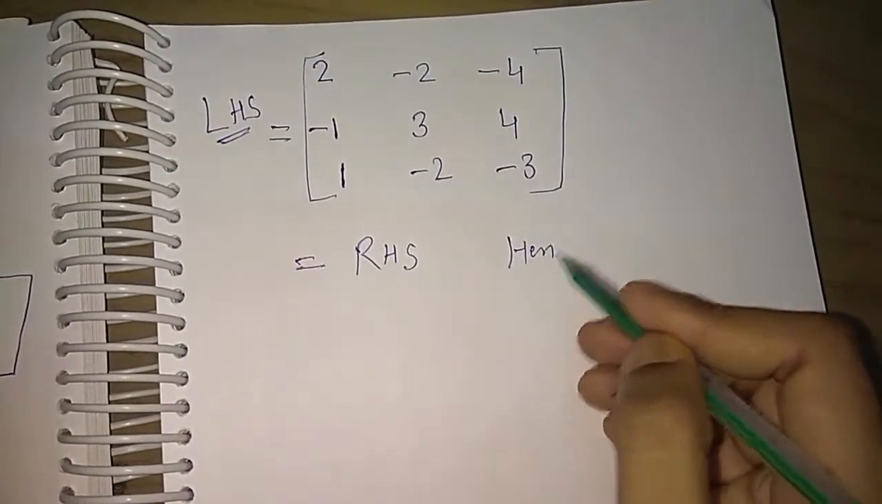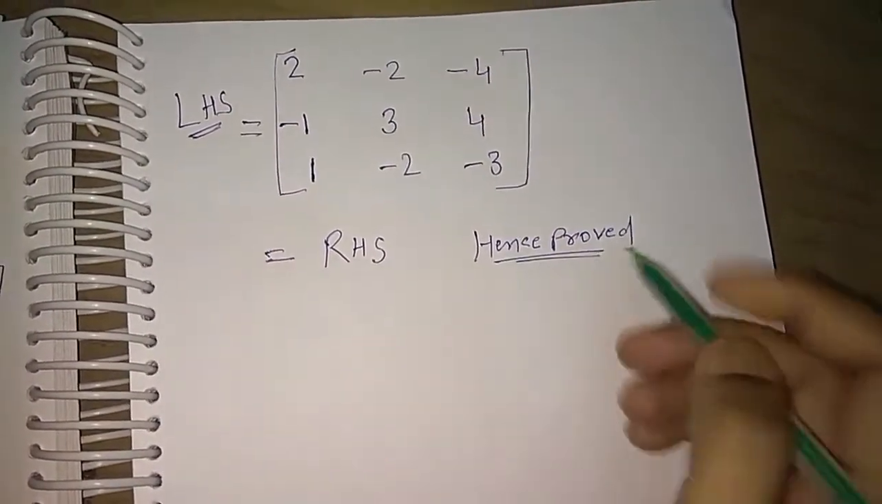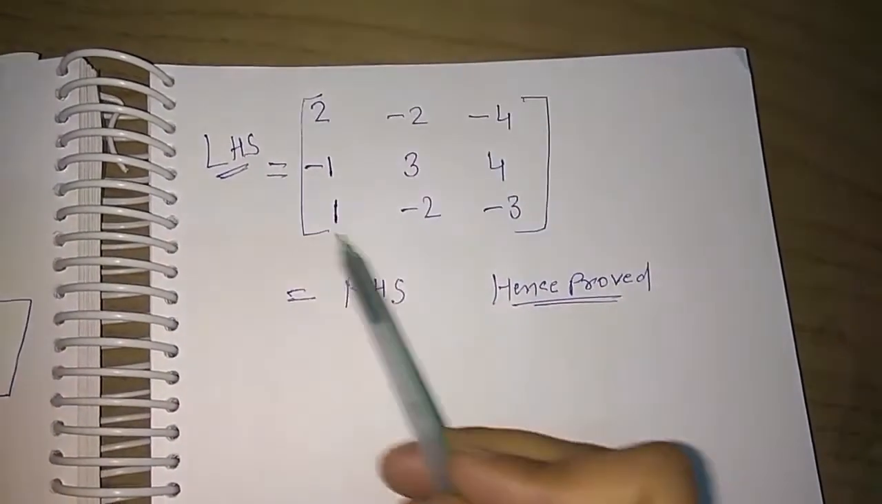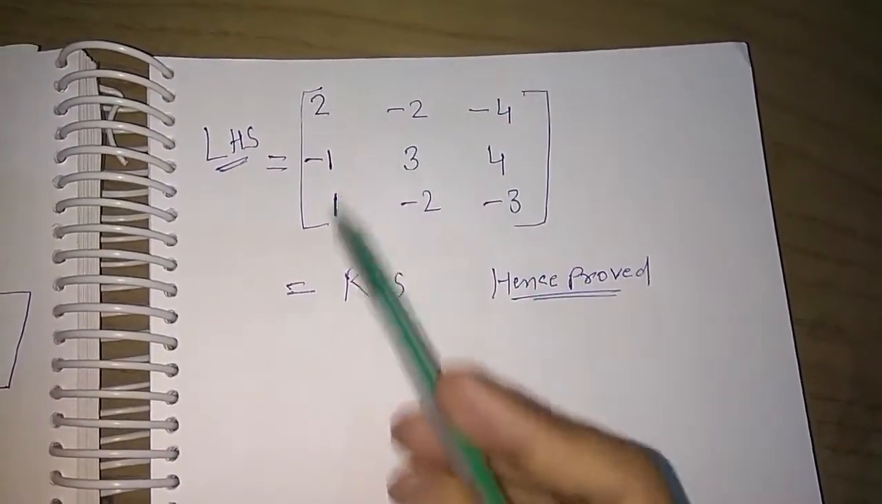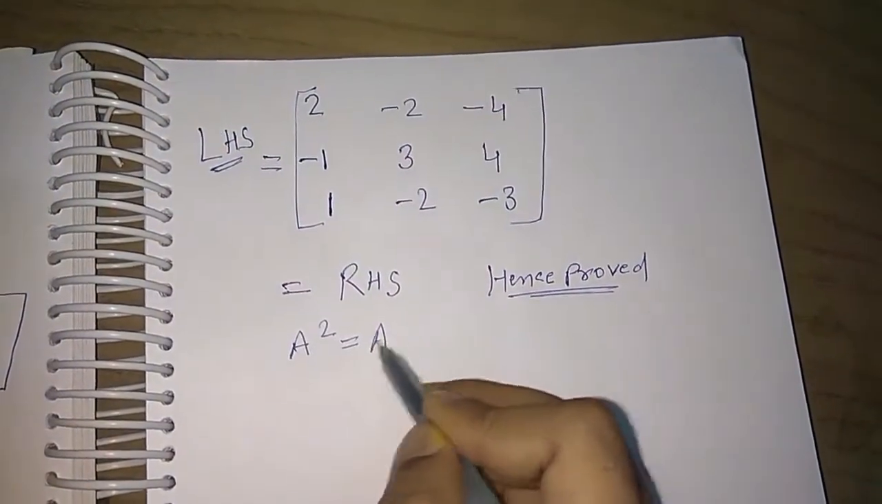So we can say that LHS equals RHS. Hence proved. Hence we proved that this matrix A is an idempotent matrix, which follows A square equals A.